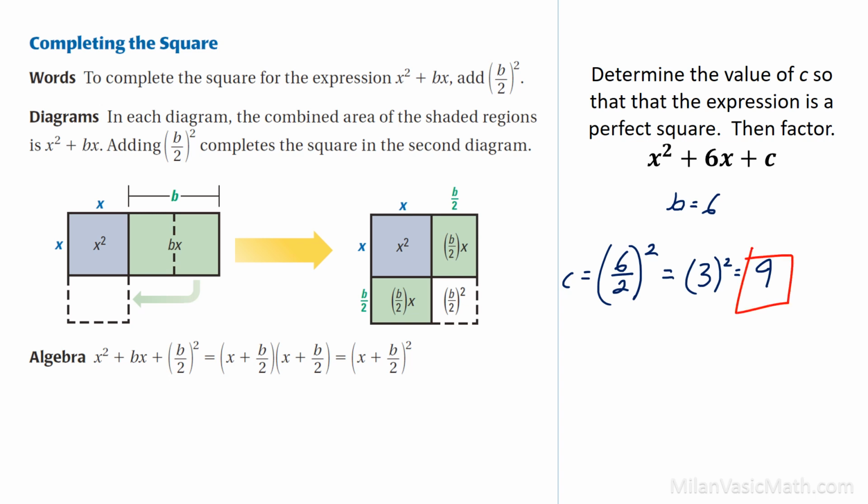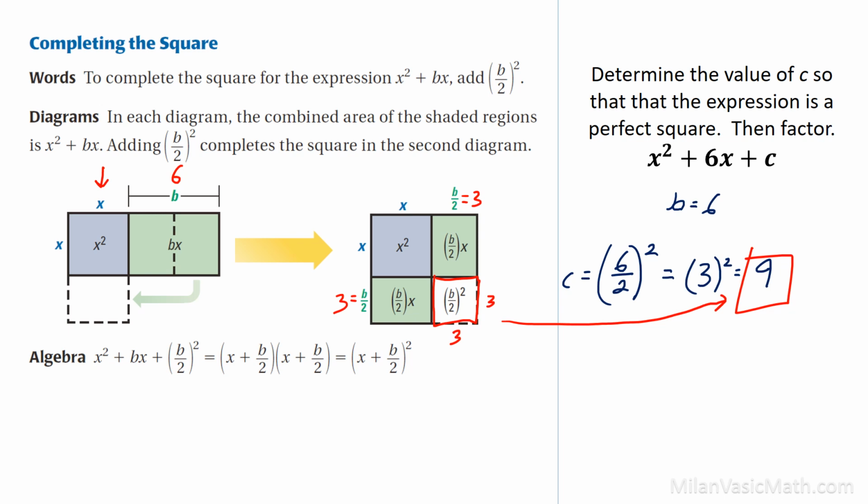So that's our answer in this case for c. Our c equals 9. If you look at the visual, you would have the x value over here on the left side, and then our b value was 6. So to complete the square, you take half of that b value, which ends up being 3 here, and you have to add this leftover part, and because that square is 3 by 3, it corresponds to the 9.